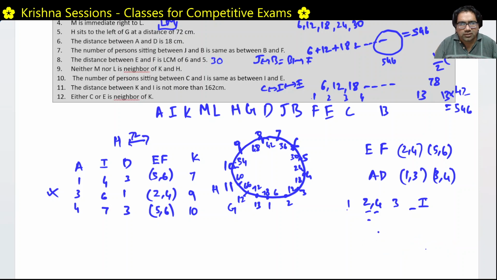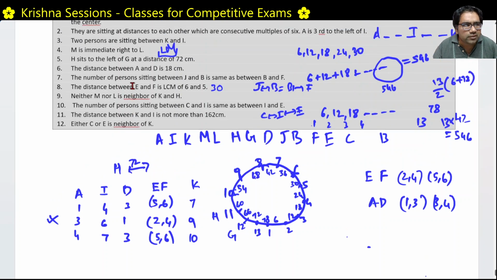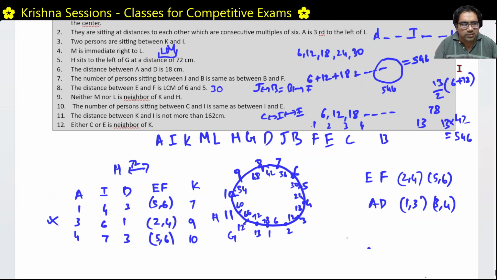H and G, whatever you do, that is a fixed position because they have to have a difference of 72. H and G have to have a difference of how much? 72. So sorry, they were not 11 and 12. They're actually 12 and 13 only. This is H. This is G. Right? There actually have to be 12 and 13 only, but doesn't matter.